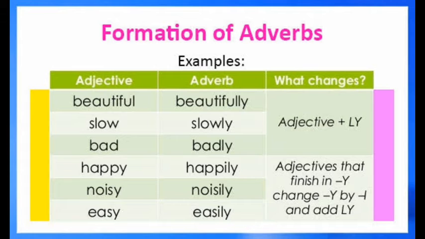So the first word I have here is beautiful. Beautiful is an adjective. For example, she is beautiful. By function, beautiful is an adjective because I am describing someone. She, the girl, is beautiful. I am describing the girl, so beautiful is an adjective.